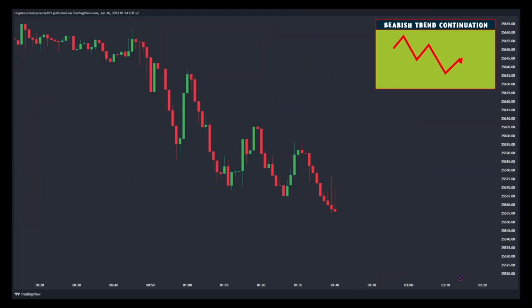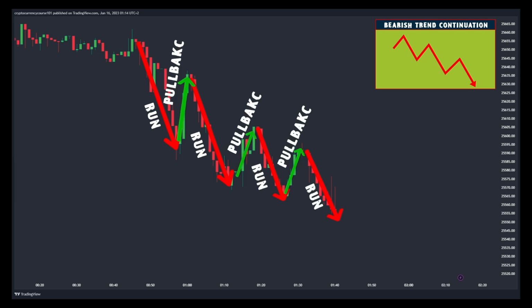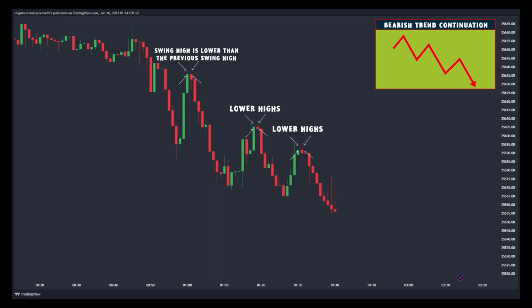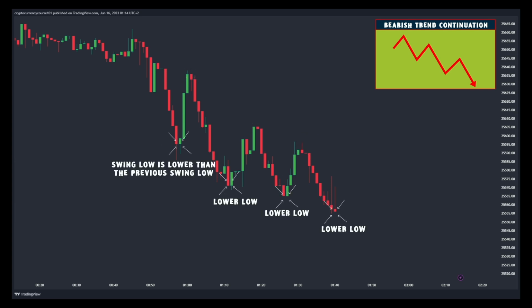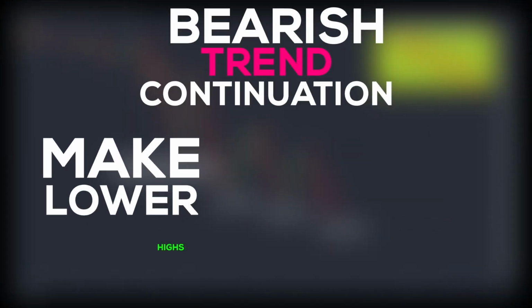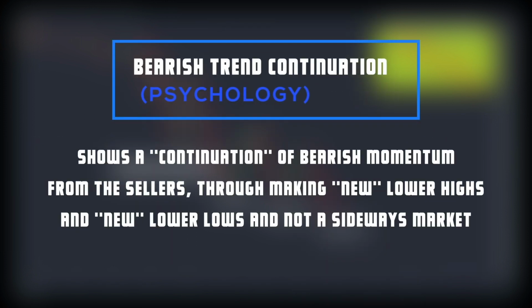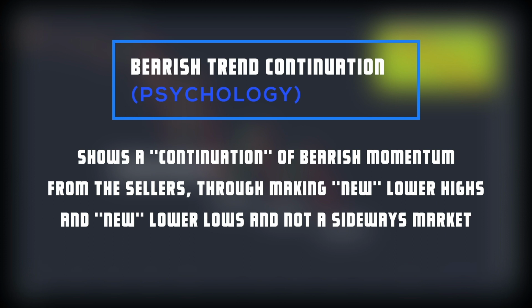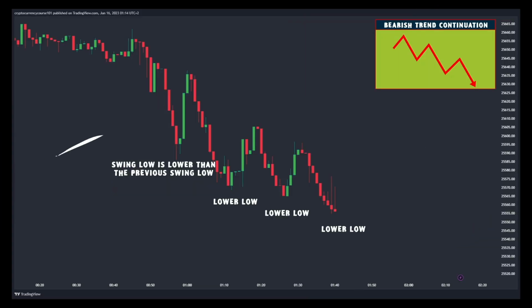Now, going the other way. A bearish trend continuation pattern has the runs and pullbacks. The swing highs are lower than the previous swing highs. The swing lows are lower than the previous swing lows. This means a bearish trend continuation pattern makes lower highs and lower lows. So, from a price action standpoint, it shows a continuation of a bearish momentum from the sellers through making new lower highs and new lower lows and not a sideways market.